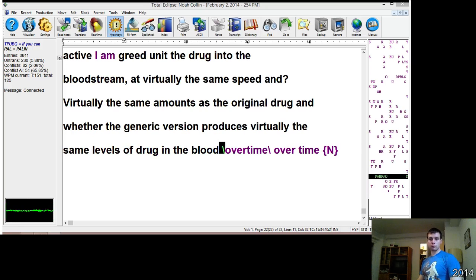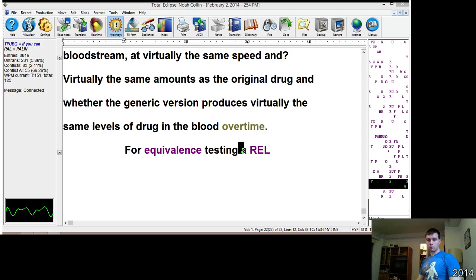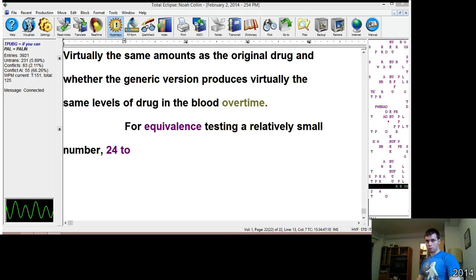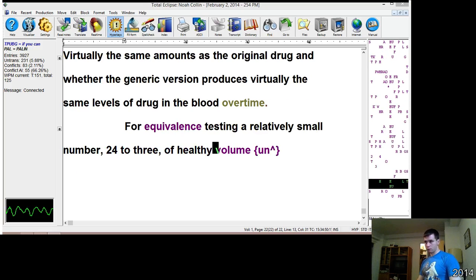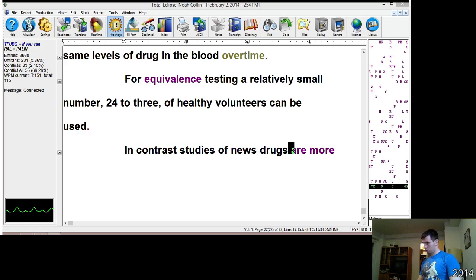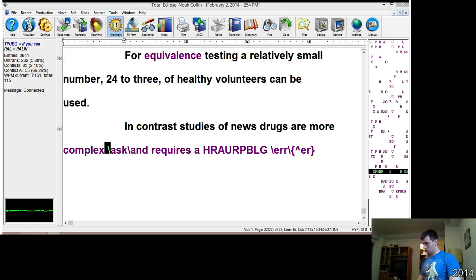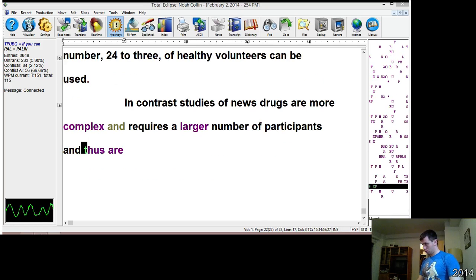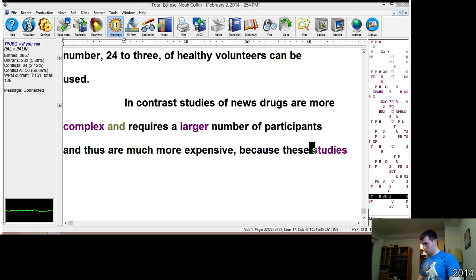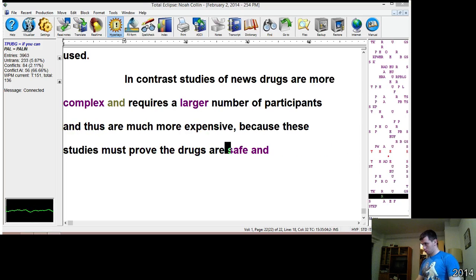For equivalence testing, a relatively small number, 24 to 36, of healthy volunteers can be used. In contrast, studies of new drugs are more complex and require a larger number of participants, and thus are much more expensive, because these studies must prove that the drugs are safe and effective.